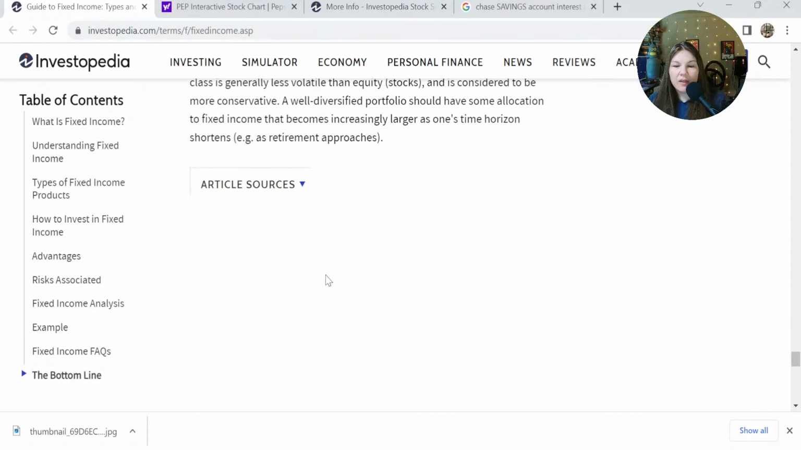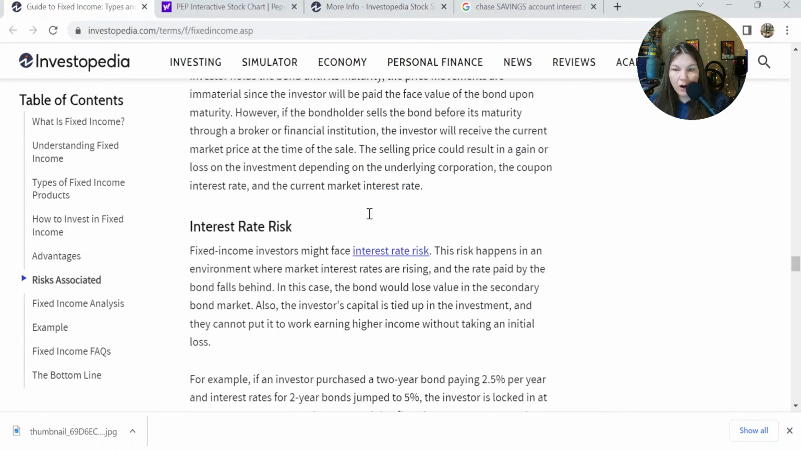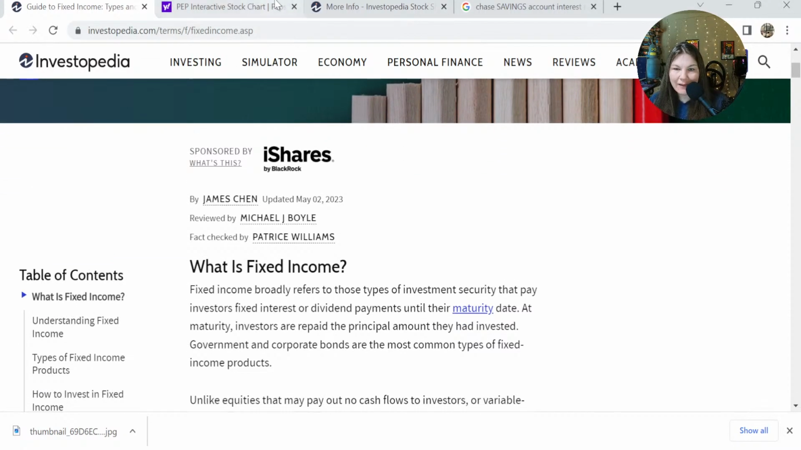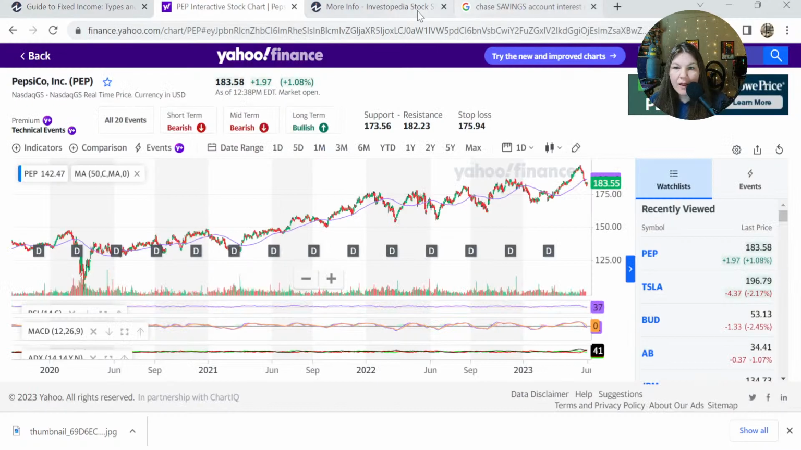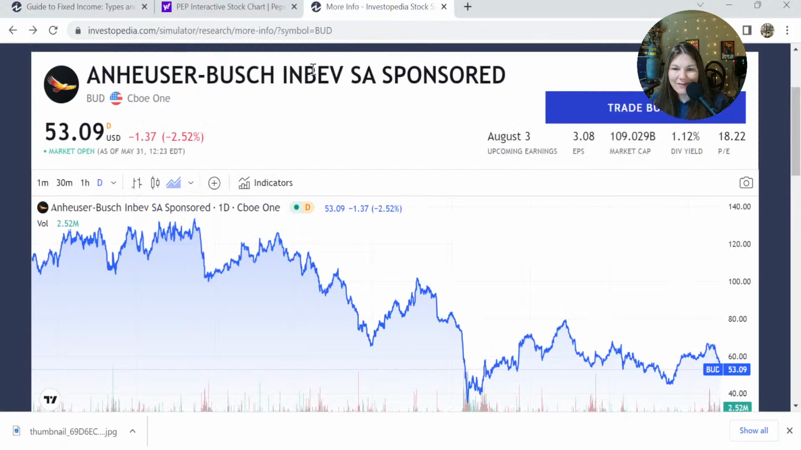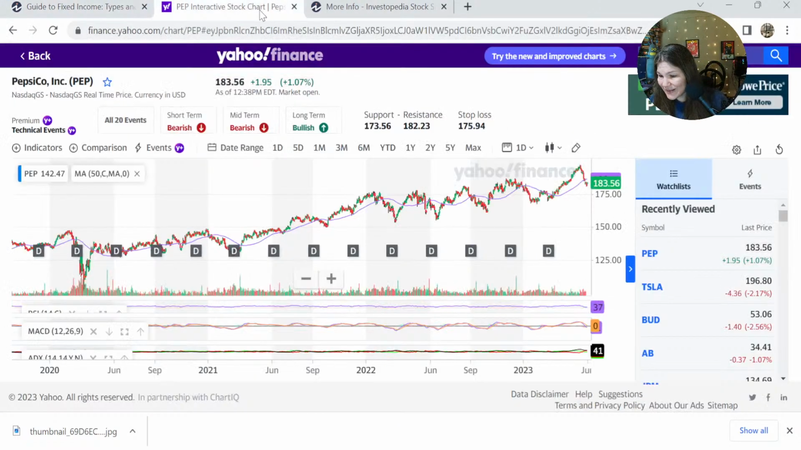So, bottom line, understanding bonds is extremely, extremely important. Understanding fixed income types and how to invest in them is probably the most important thing you'll do if you are keeping your money in a savings account. Don't do that, okay? So that is it today for bonds.